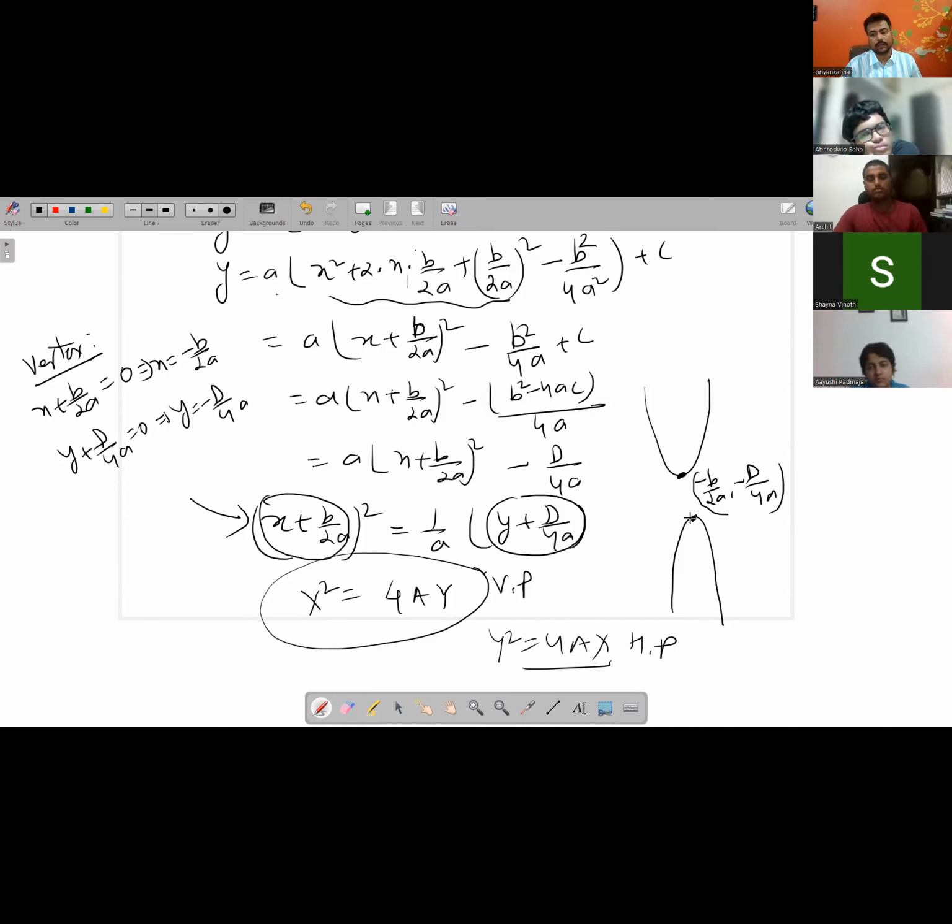You need to remember this. When I talk about the graph of the quadratic equation, this will be very helpful. This is the formula of the vertex: minus b by 2a comma minus D by 4a. Note it down completely.